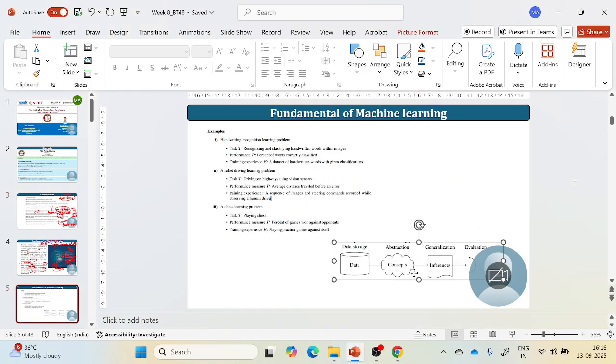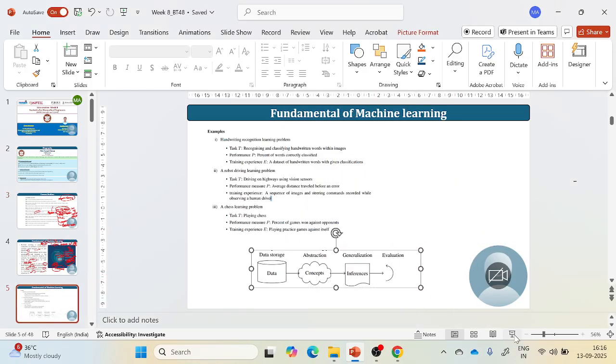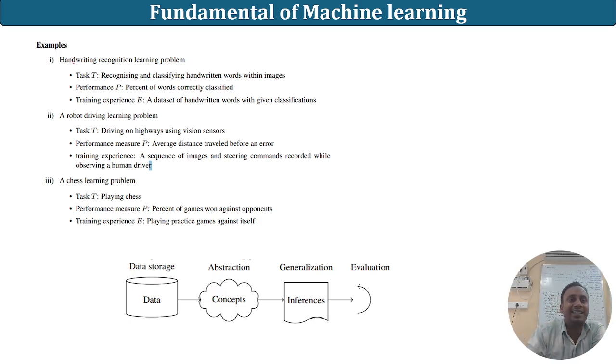I'll just keep it down here. So the first example is the handwriting recognition learning problem. The task will be to recognize or classify handwriting within an image.